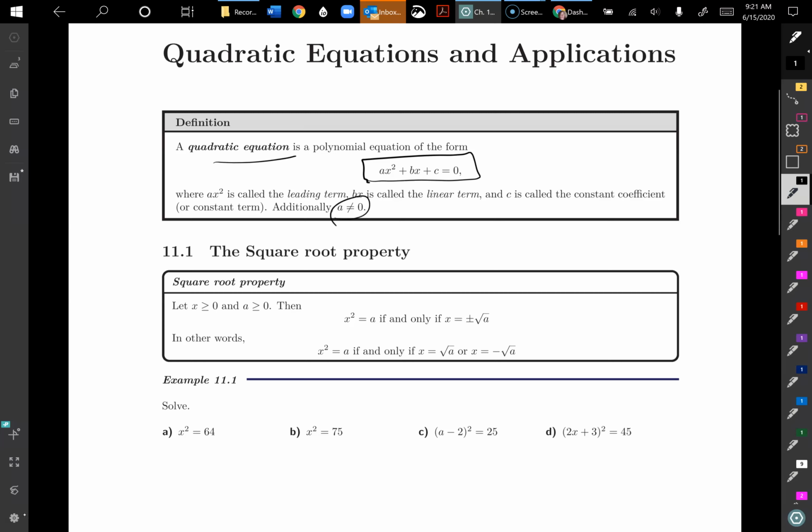So here's the square root property that tells us that if we let x is greater than or equal to 0, a is greater than or equal to 0, those things have to be true, then x squared equals a if and only if x equals plus or minus the square root of a. So you've probably seen this before, I think, but maybe not in this format. So x squared equals a if and only if x equals the square root of a or x equals the negative square root of a.